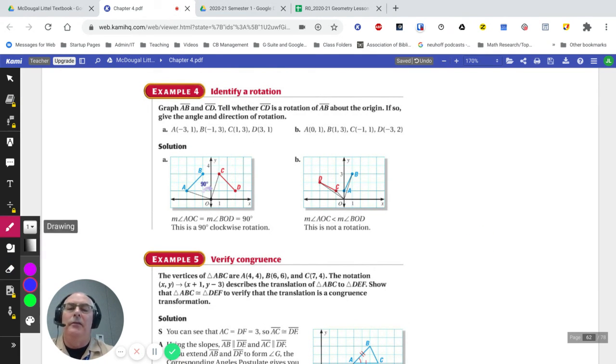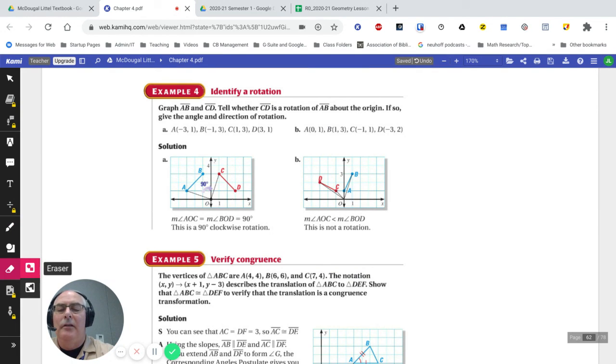In order to solve example number 4, what I have to do is plot all of my points, and then I have to take a look because I'm looking at AB as compared to CD, and I can see that I have rotated this 90 degrees around the y-axis. It's clockwise, so I'm going that way. So I've made the rotation and moved it over here.